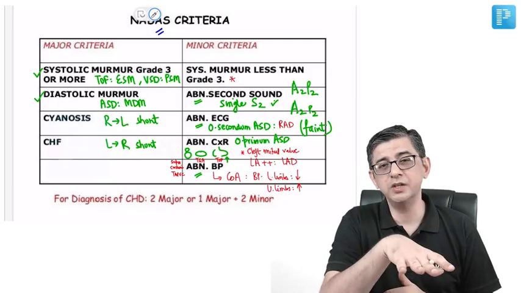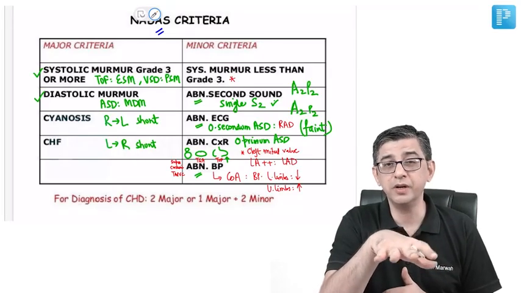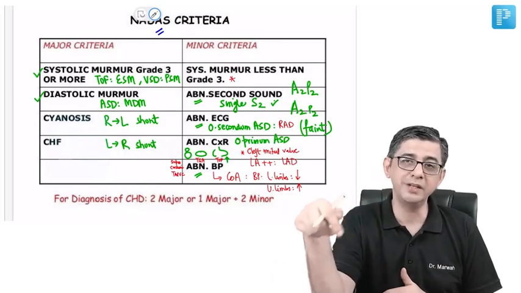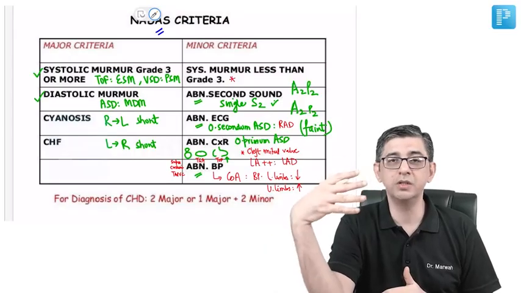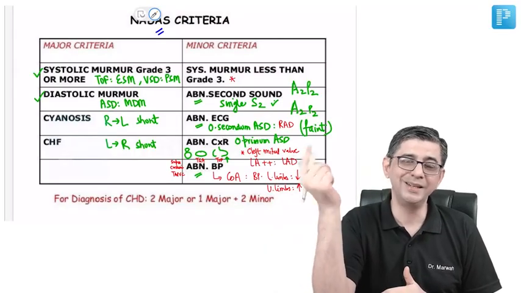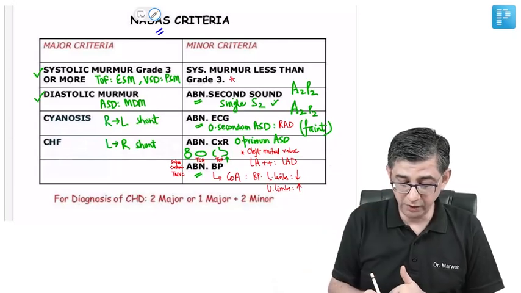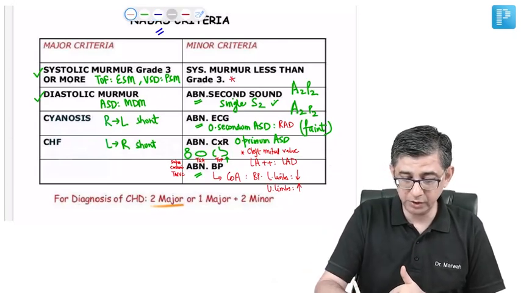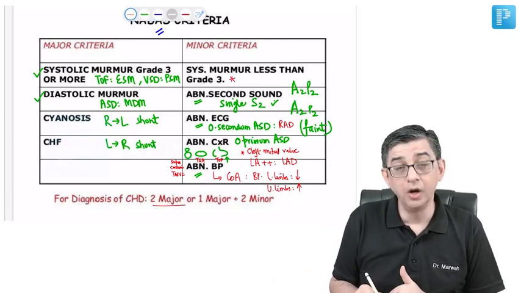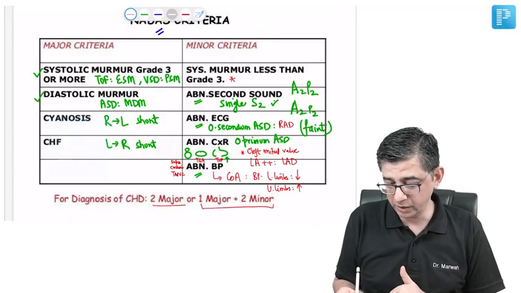ASD usually presents at 5 years of age because the pressure difference, left atrial to right atrial pressure difference, is very, very less. Because it's a low pressure shunt, the presentation is delayed up to even the adult age group. So you could be having two major criteria coming up. That's one important aspect: two major, or it could be one major but two minor criteria.